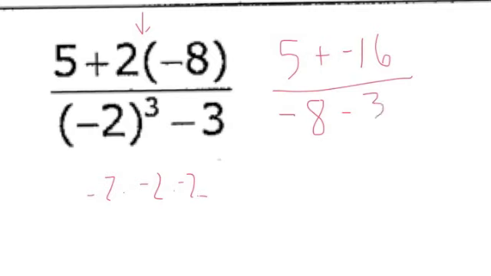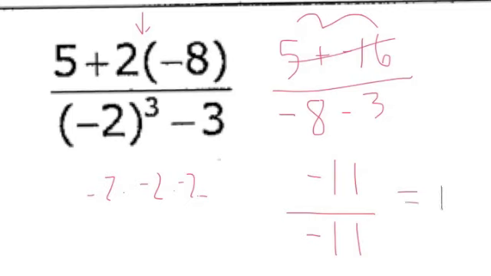Okay? So let's go ahead and take care of this. 5 plus negative 16 gives us negative 11. Okay, so we're done with that. And minus 8 minus 3 gives you negative 11. And then negative 11 divided by negative 11 gives you the big 1.